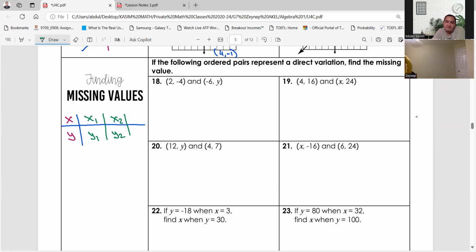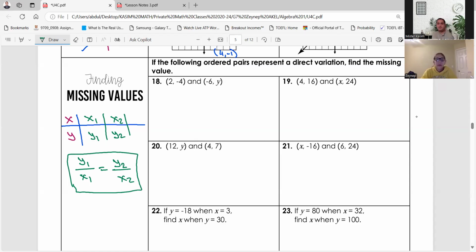Since this table represents a direct variation, Zeynep, this equation must be true. What is that? Y1 over X1 should be equal to Y2 over X2. You should remember this. For direct variation problems, we always use this method. The question says these given points represent a direct variation, so they are all equal to some constant number, which is called the constant of variation.